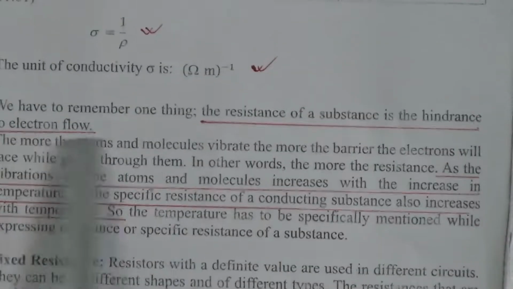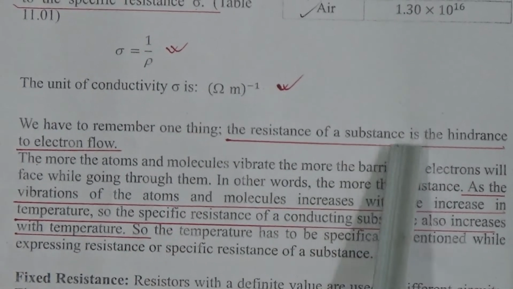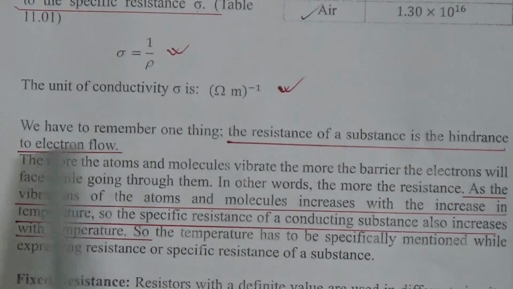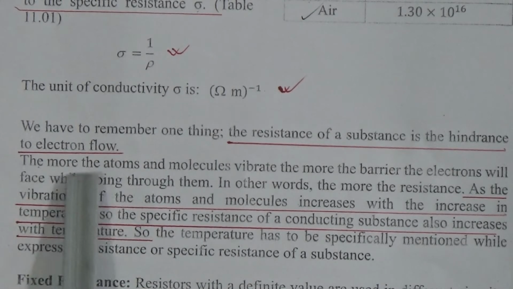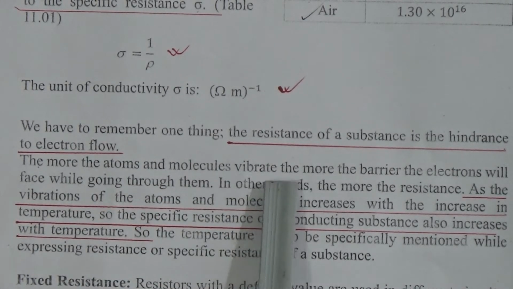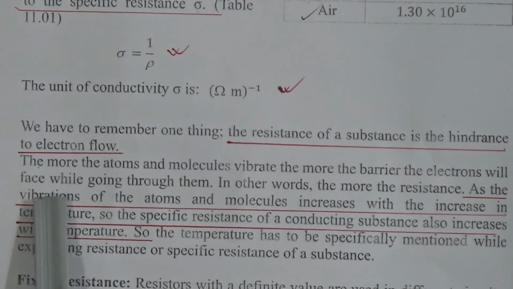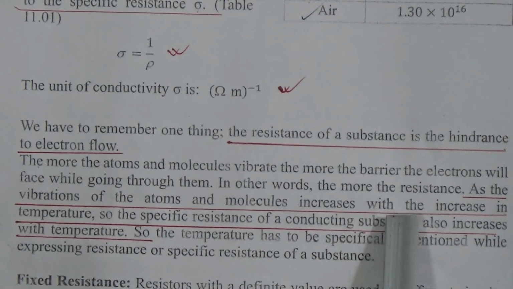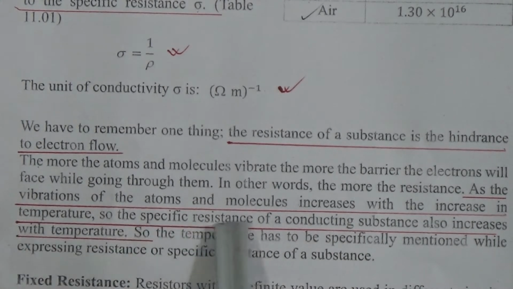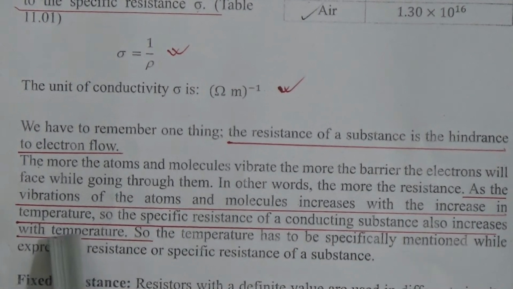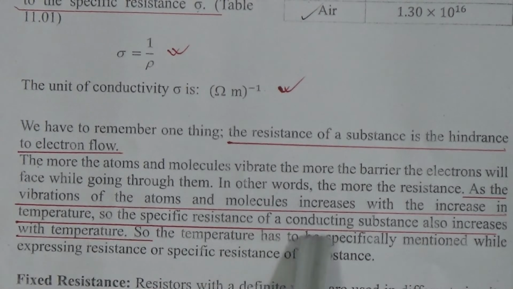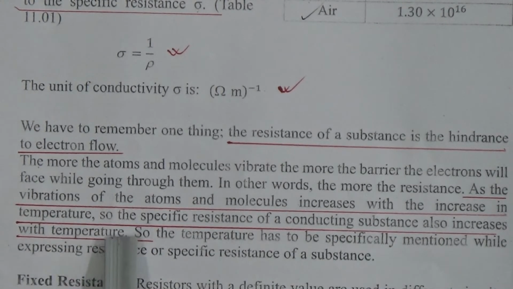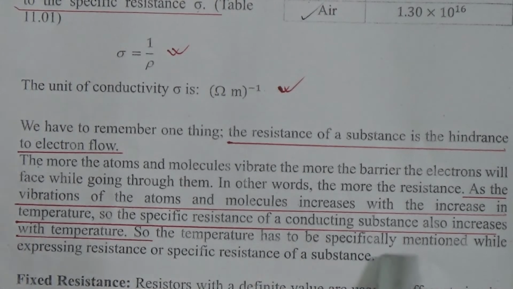My dear students, we have to remember one thing: the resistance of a substance is the hindrance to electron flow. The more the atoms and molecules vibrate, the more barrier the electrons face while going through them. In other words, the resistance increases as the vibration of atoms and molecules increases with the increase in temperature, so the specific resistance of a conducting substance also increases with temperature. So the temperature has to be specially mentioned while expressing the resistance or specific resistance of a substance.